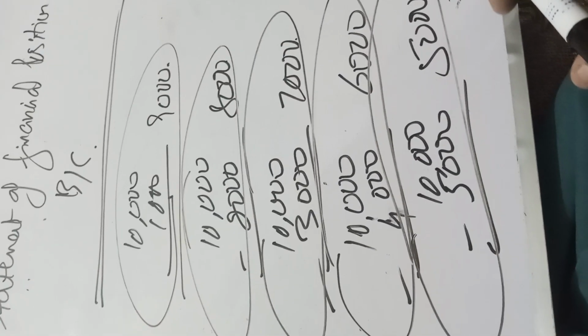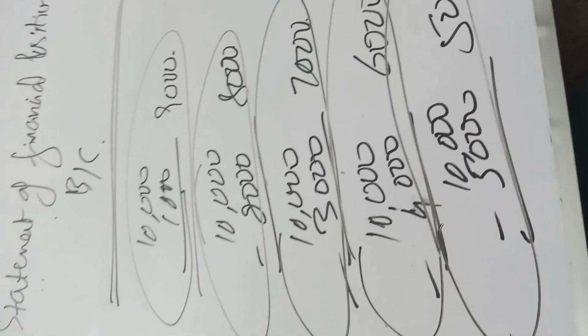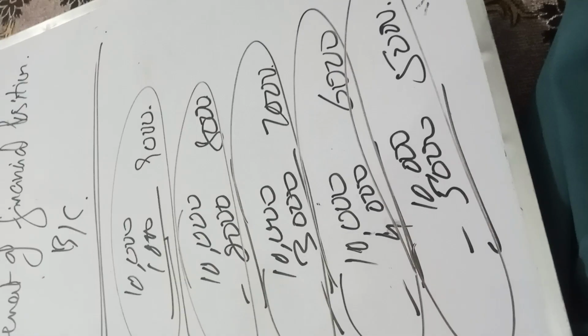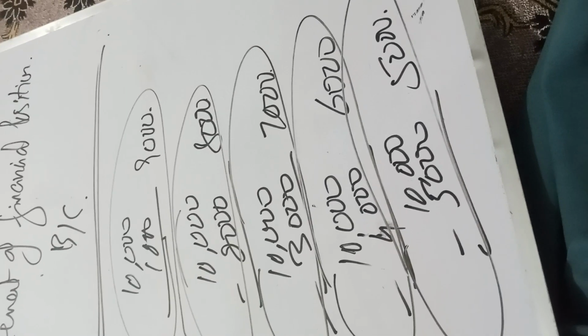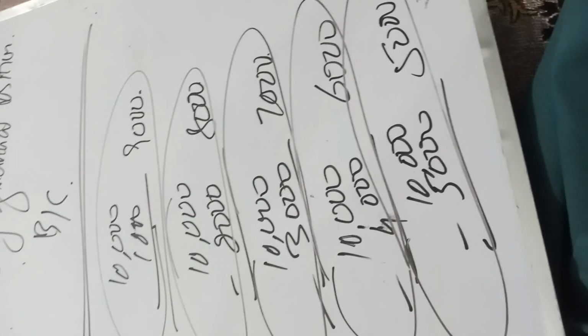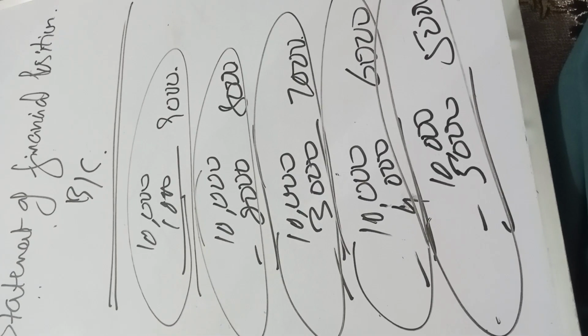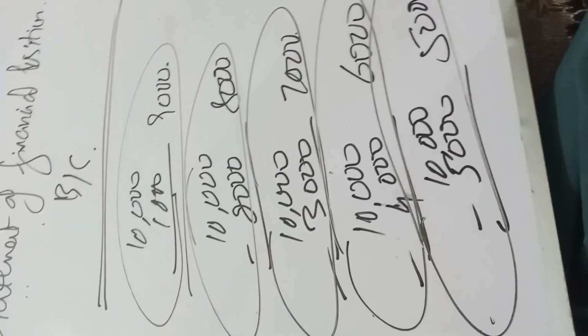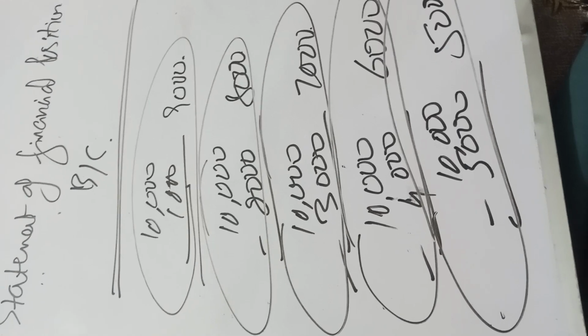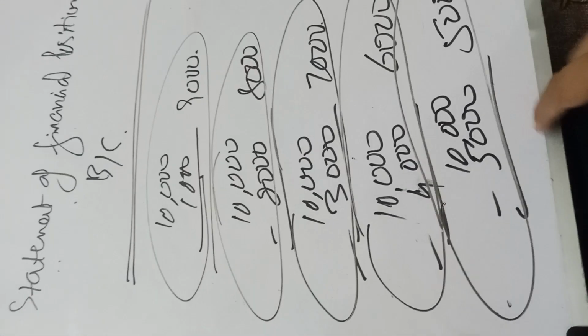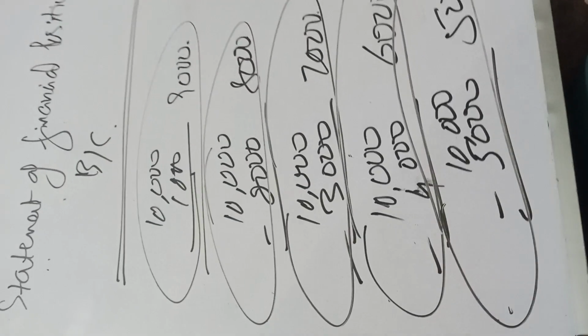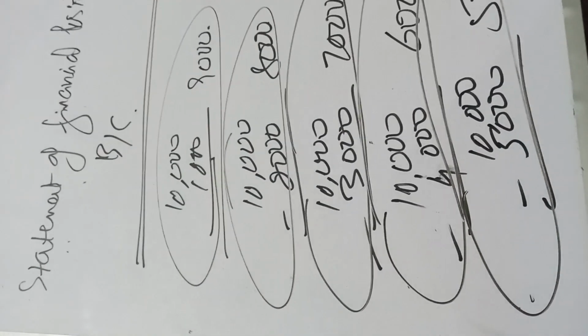This is all about depreciation: how you will draw the asset account, how you will draw the provision for depreciation account, how you will draw the depreciation account, and how it affects the income statement and the statement of financial position under the straight line method or cost method. In the next video we will discuss the reducing balance method of depreciation. Thank you very much.